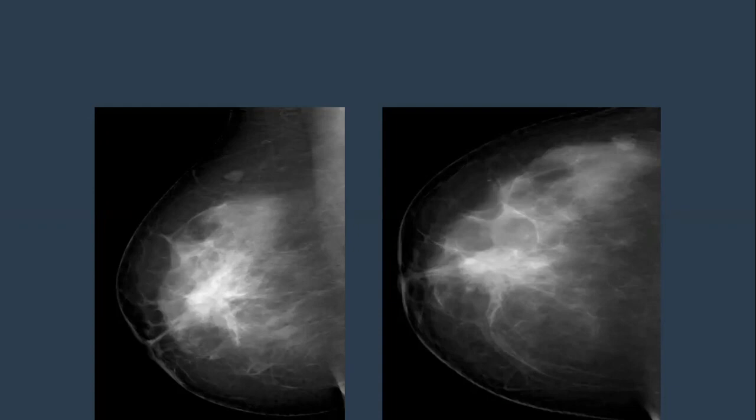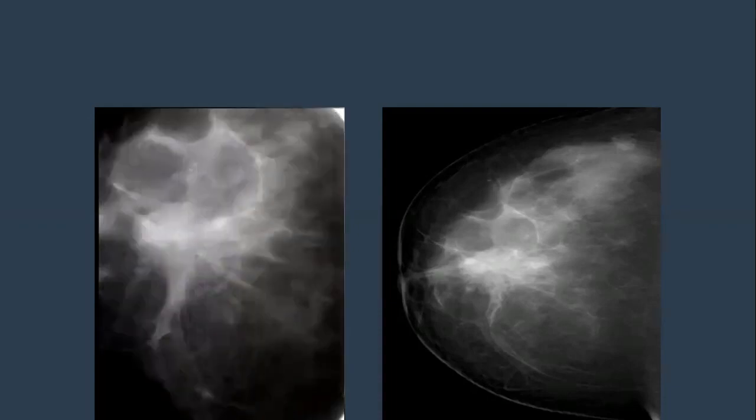A spot magnification view. Okay, this is the spot. Does it add anything for you? This confirms the architectural distortion with radiating straight lines. I don't see any mass or spiculated mass. You don't see a mass? On ultrasound, it confirms this is a spiculated mass with adjacent architectural distortion.